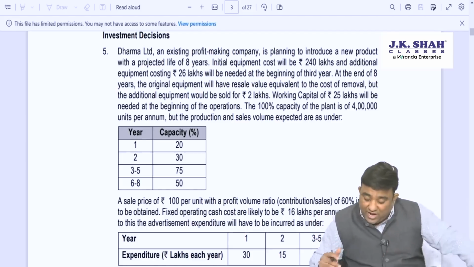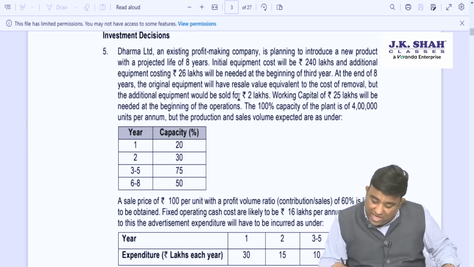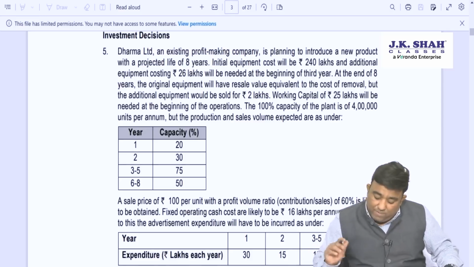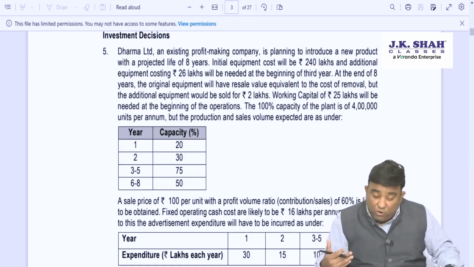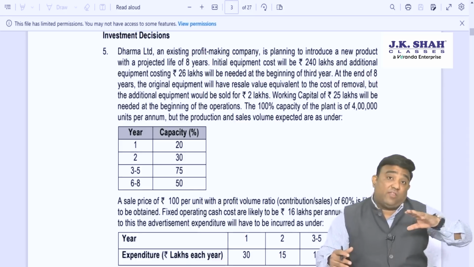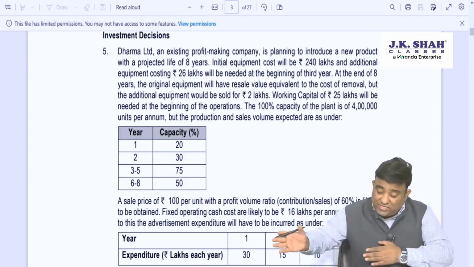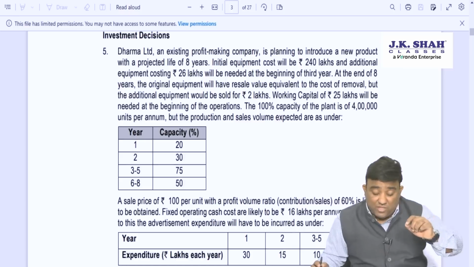So 2nd year end is the present value factor. At the end of 8 years, the original equipment will have no resale value. We have resale value equivalent to cost of removal. Practically, no scrap value available. But additional equipment would be sold for 2 lakh. So there is a scrap value inflow available for additional equipment. As far as original is concerned, whatever scrap value you are going to get will be set off against cost of removal.